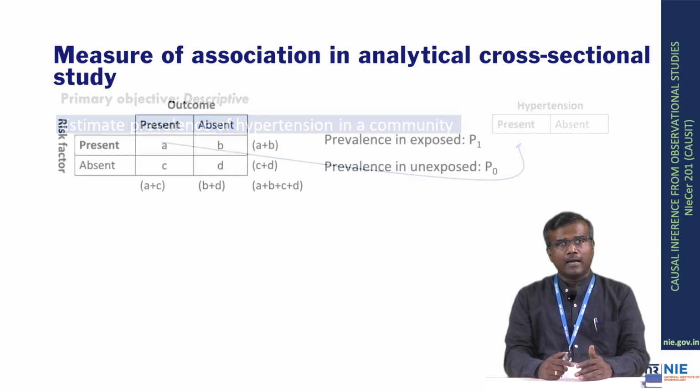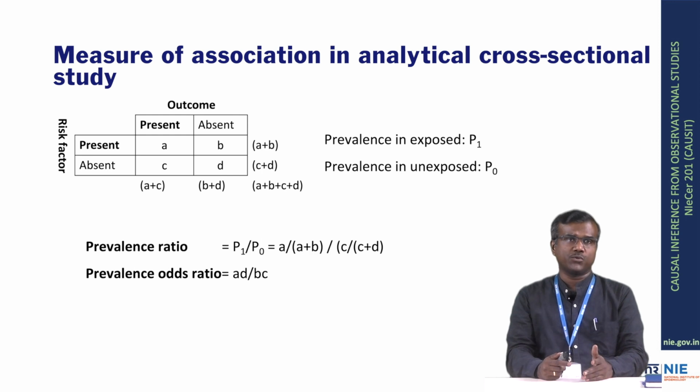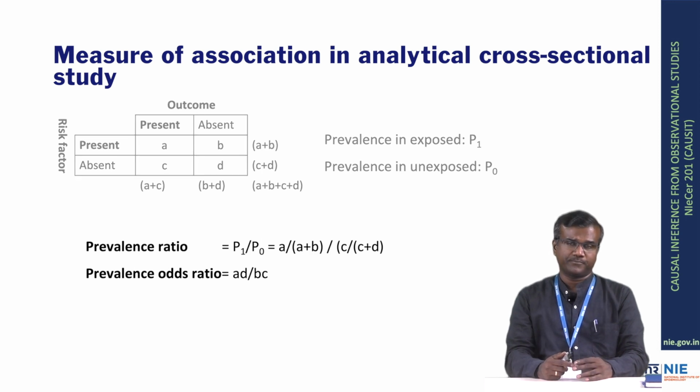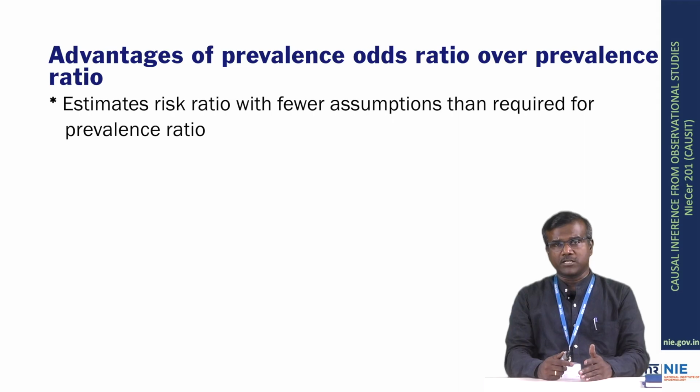As a measure of association in analytical studies, one may calculate prevalence ratio or prevalence odds ratio. However, according to the literature, prevalence odds ratio, both crude and the adjusted prevalence odds ratio, is a valid measure for a few reasons. First, through prevalence odds ratio, we can estimate the incidence rate ratio with fewer assumptions than those required for prevalence ratio.